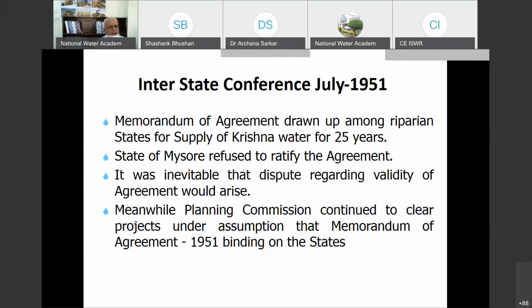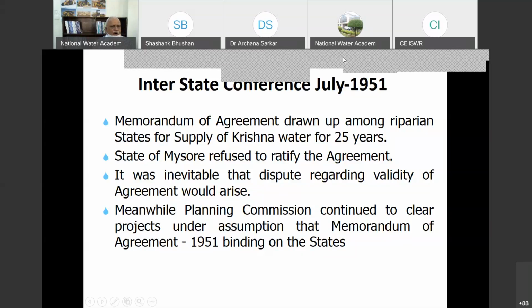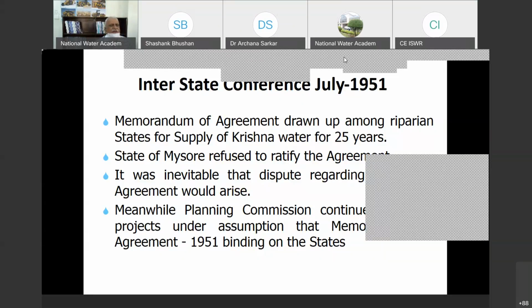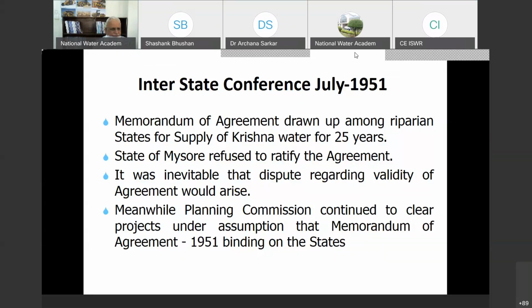Some understanding was developed between the parties for sharing of the waters. However, the state of Mysore has not ratified that agreement and was of the opinion that the matter should be further taken up at a later date.